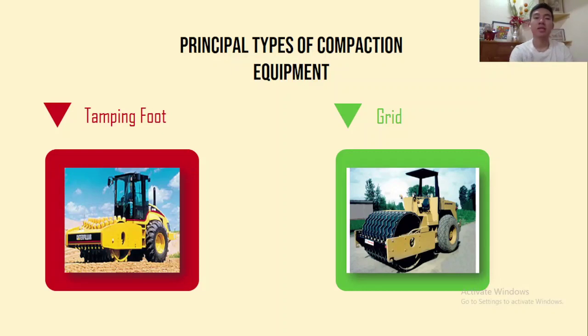The grid design of the cylinder drum produces a high contact pressure with a little kneading action on compaction work. Because of this, they're most suitable in well-graded or coarse soil, weathered rocks, and for subgrade and sub-base road construction. So that is how the grid works.